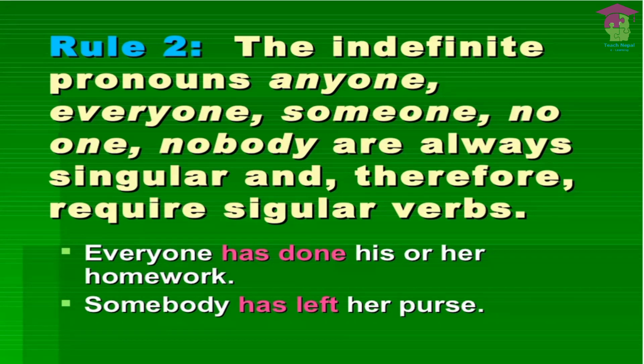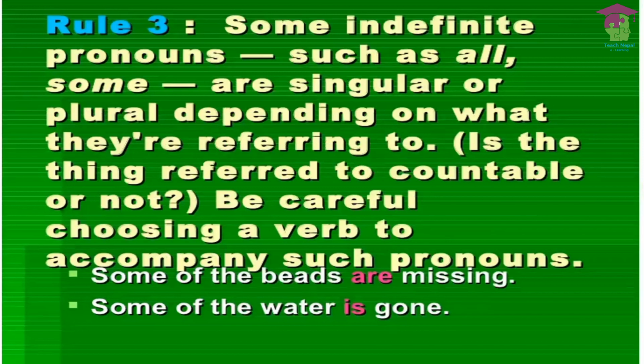Next, some indefinite pronouns such as all, some, they are singular or plural depending upon what they are referring to, right? Is the thing being referred to countable or not? Be careful while choosing a verb to accompany such pronouns. For example, some of the breads are missing, some of the water is gone. So if it is uncountable, we have to use a singular verb, but if it is countable and plural, we can use the plural verb with all, some, these kinds of indefinite pronouns, right?